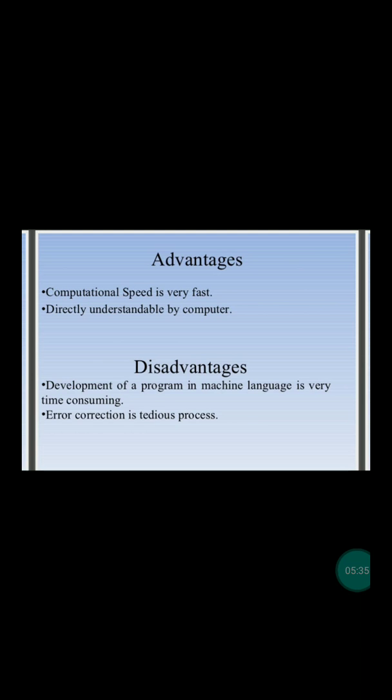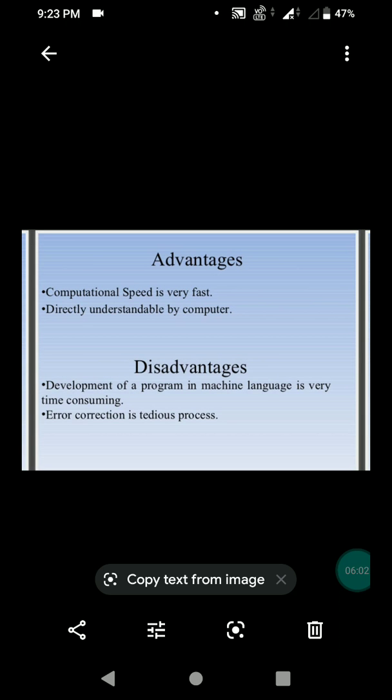But the disadvantages were that development of a program in machine language is very time consuming, because we have to manually find out the machine code of each and every character. Error correction is a tedious process. Now if there is some kind of error, let's say I have to write 153, instead of that I have written 143. There was a slight change in zeros and ones, so it is very, very difficult to find the error.